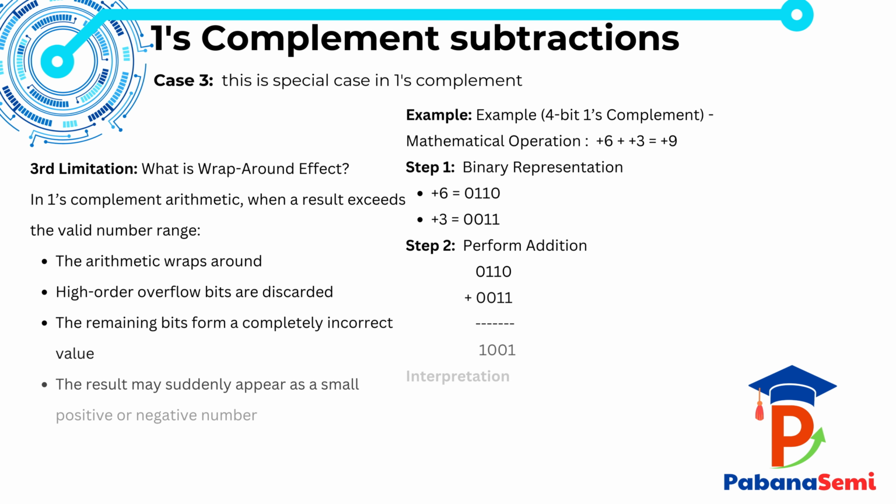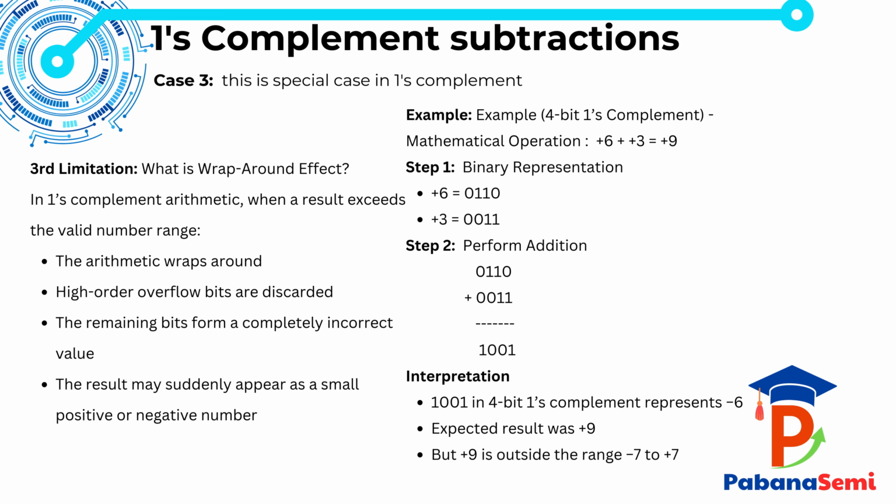The third limitation, known as the wraparound effect, occurs in ones complement arithmetic. Let me explain this based on an example.